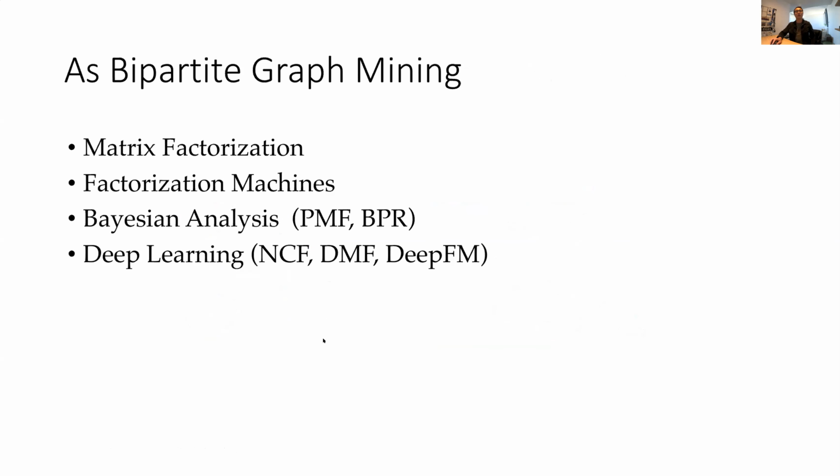Okay, first, we are looking at the recommender system based on bipartite graph mining. In general, recommender system models based on bipartite graph embedding techniques are for static user-item interactions. Those methods are normally based on matrix factorization, Bayesian analysis, and deep learning methods.